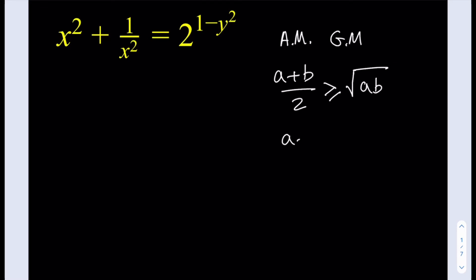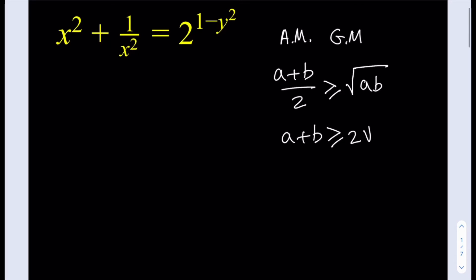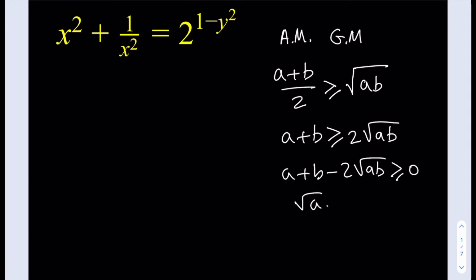And from here, actually, I can get a better version. Let me go ahead and multiply both sides by 2. Then I'm going to be getting this inequality here: a plus b is greater than or equal to 2 root ab. Now, we can easily prove that because if you go ahead and subtract 2 root ab from both sides, you're going to notice that this is actually the square of root a minus root b, which is obviously always non-negative. Okay, so how do we use that in our problem?